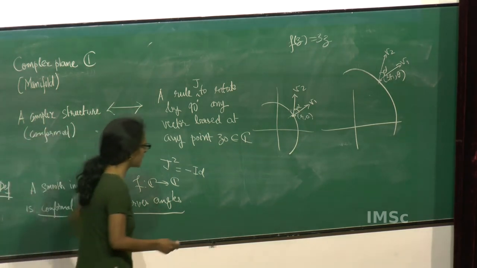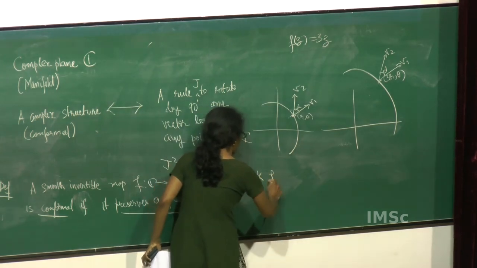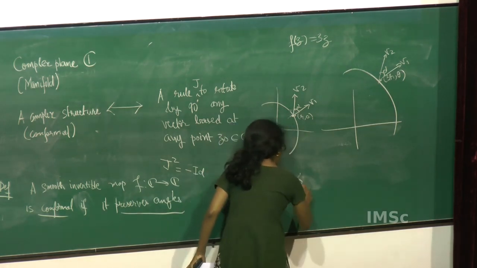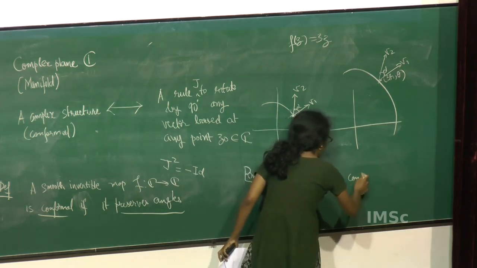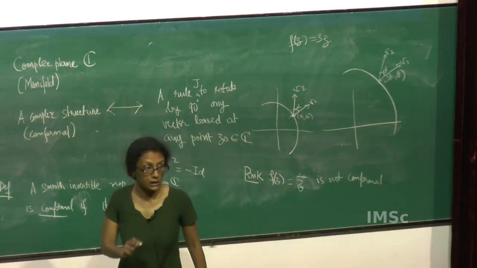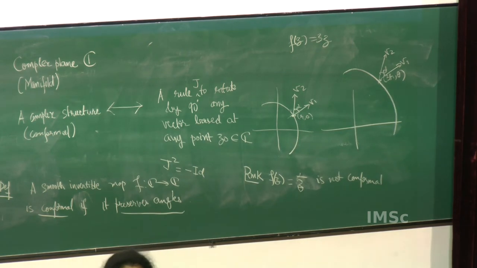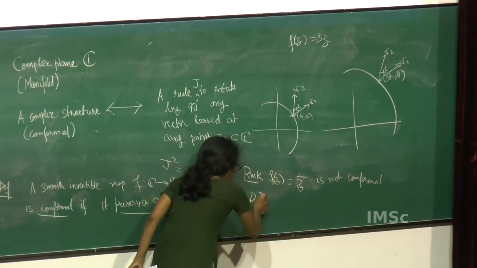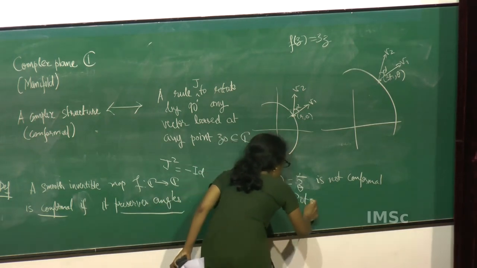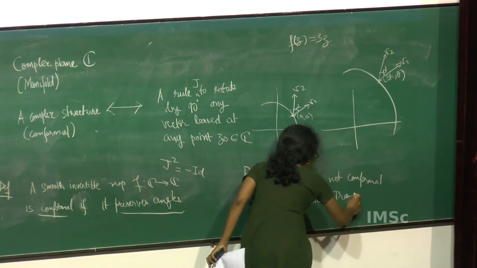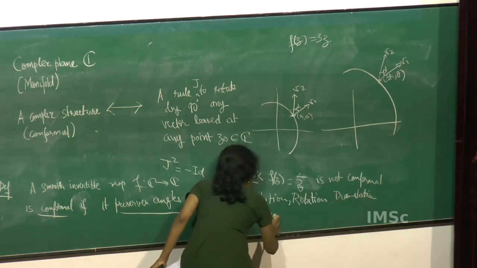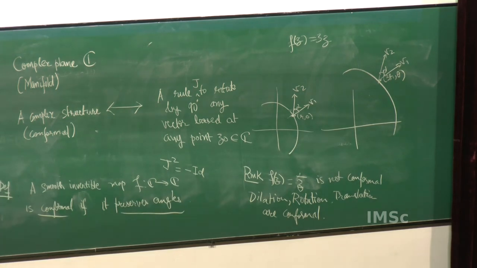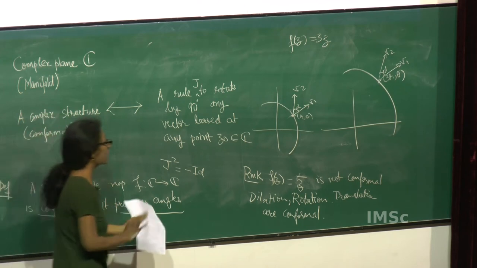With this definition in hand, we can actually make a remark. The complex conjugation is not conformal because rotation by a positive 90 degrees is mapped to rotation by negative 90 degrees. So that is not conformal. On the other hand, dilation, rotation, translation, all of these are conformal. So that's what we have seen so far. And the interesting result is that these are all the conformal maps on C.